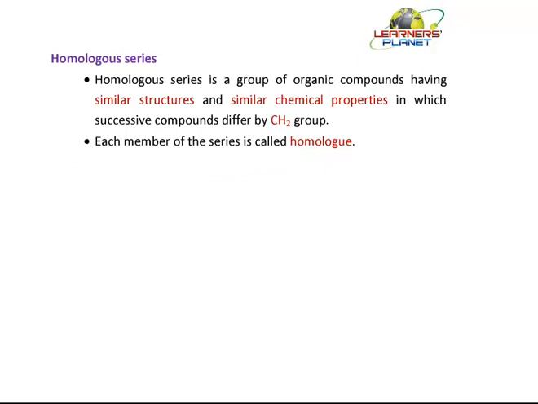Say I'm taking the homologous series of alkanes. So what all members would be there? Let's write the homologous series of alkanes. What all will be the compounds in this series? They will all be alkanes, and they will be arranged in a tabular form.